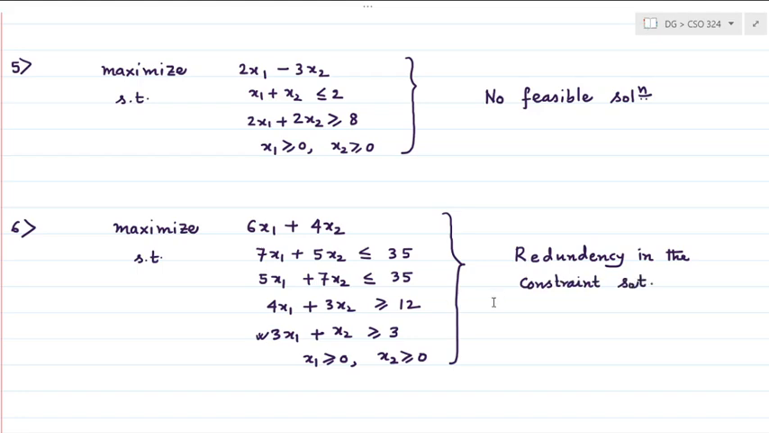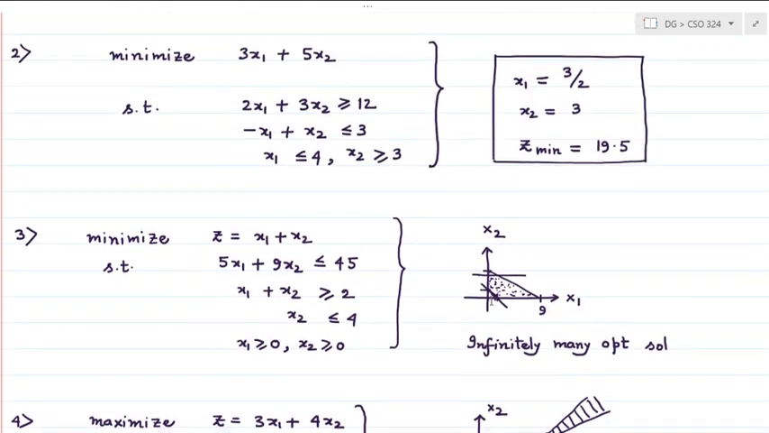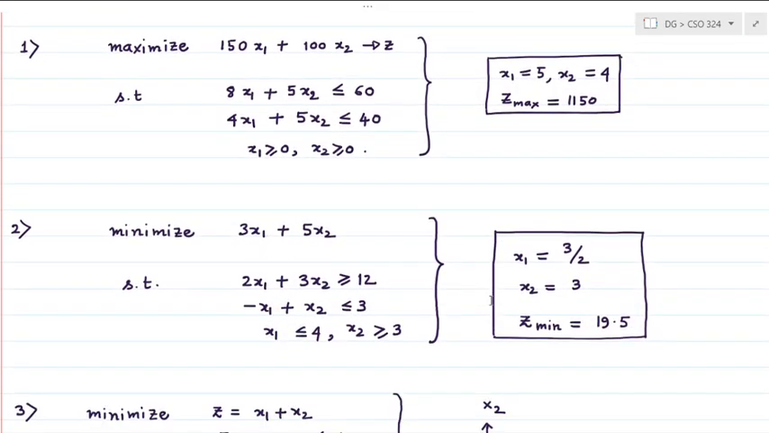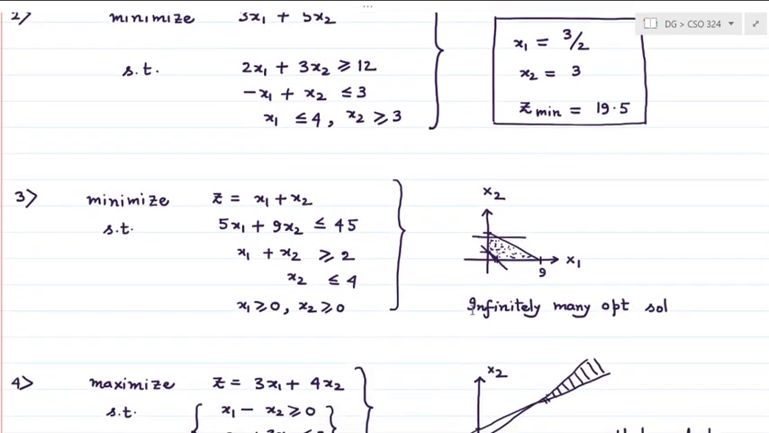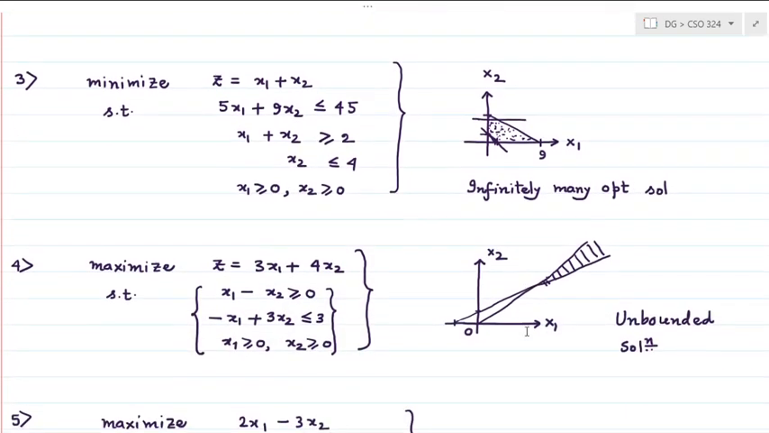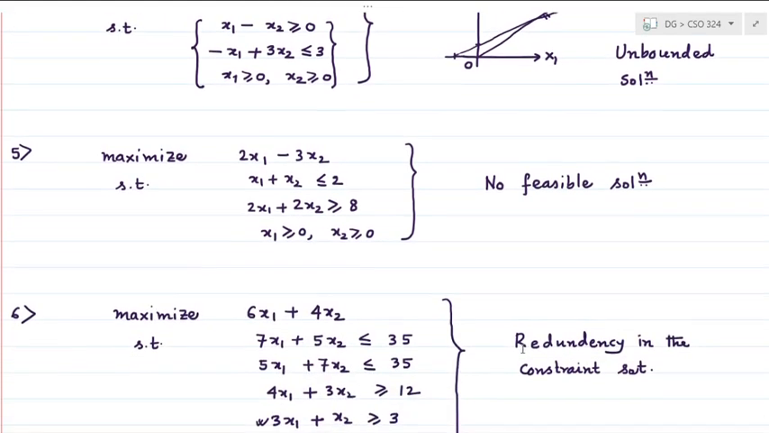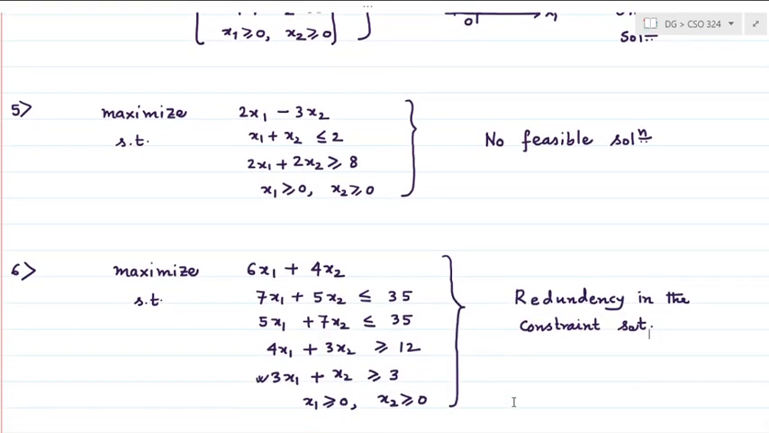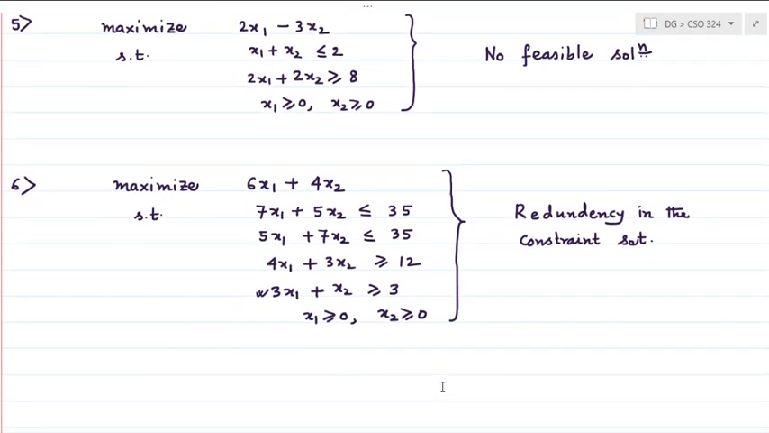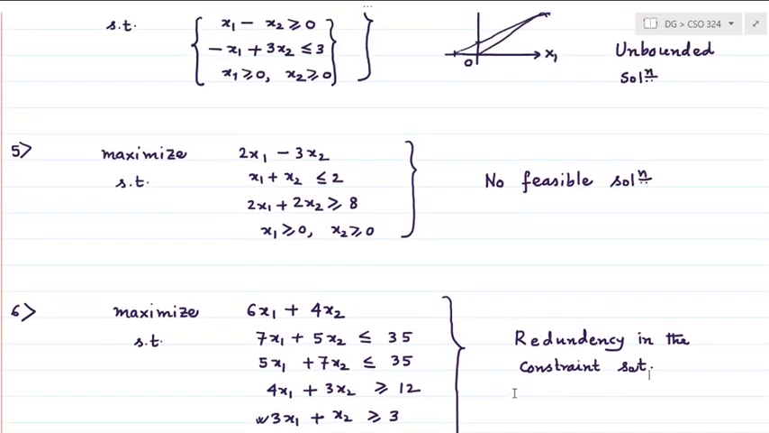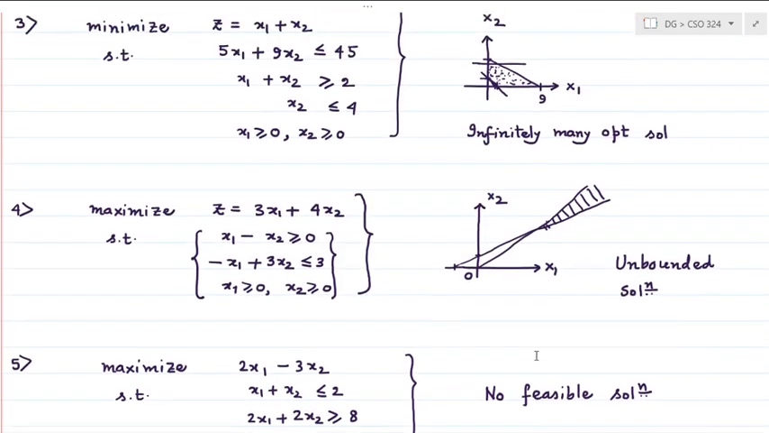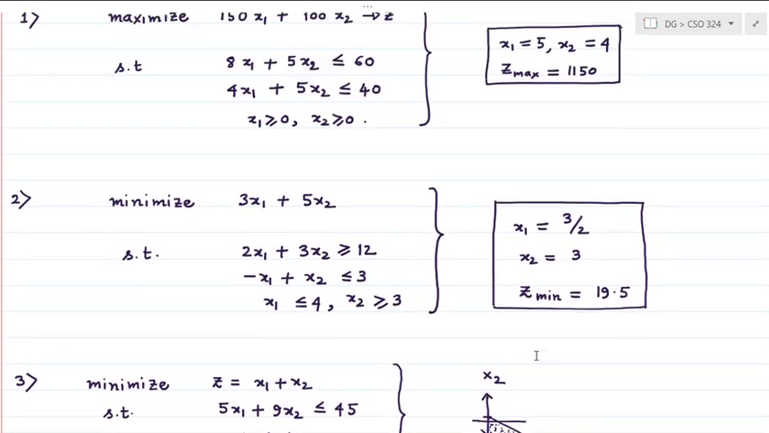Fine. So if I just look back and collect the possibilities of solutions: in the first problem we know that we have a unique solution. In the second problem also we have a unique solution. In the third problem there are infinitely many solutions. In the fourth problem the solution is unbounded. In the fifth problem there is no feasible solution, that means the constraint set is an empty set. And in the sixth problem there is a redundancy in the constraint set. So these are the nature of the constraint set and the optimum solution of a linear programming problem.